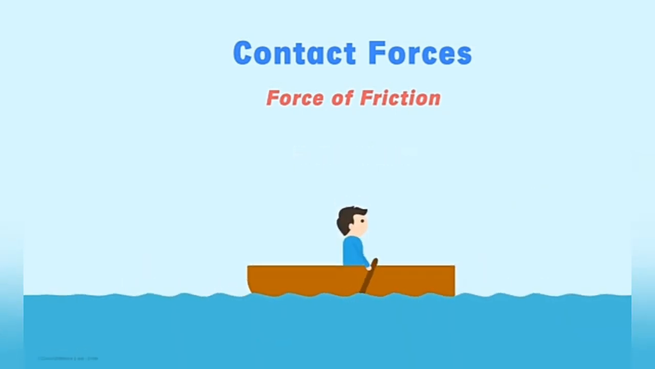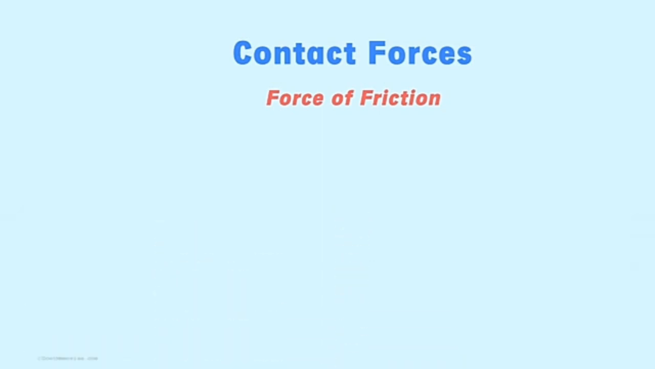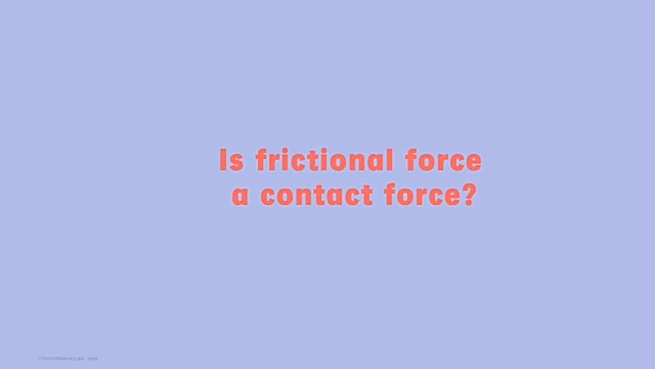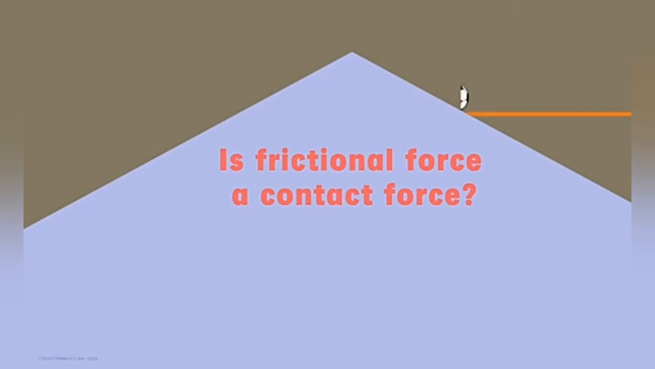Consider a boat moving in a calm lake. The person has to continuously row to move the boat. If he stops rowing, will the boat move? No. Just like the rolling ball stopped by frictional force, the boat stops because of the force of friction between the water surface and the boat, which are in contact with each other. The boat and the water are in contact with each other. Can we say this frictional force is a contact force? Yes, frictional force is a contact force.